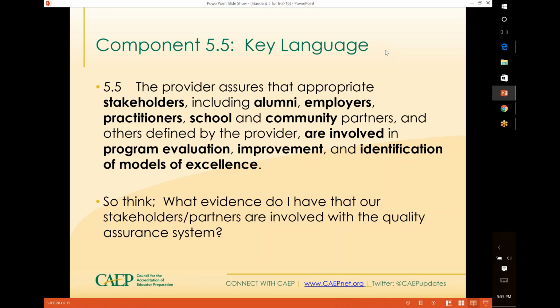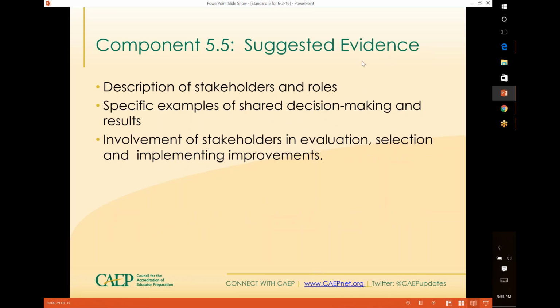Okay? So the basic question is, what evidence do you have that your stakeholders are involved with the quality assurance system? And the suggested evidence is pretty straightforward. A description of stakeholders and their roles, specific examples of shared decision-making and the results. And one thing I want to point out here is don't submit the entire set of minutes you have from your advisory council. What you want to do is excerpt and submit some selected samples where the topic was directly related to data and directly related to making a decision about it. Okay, that's what you want to share. That's what you want to highlight.